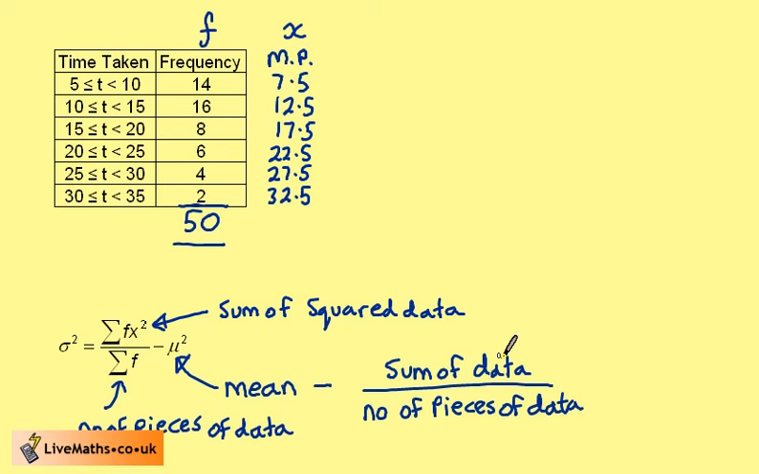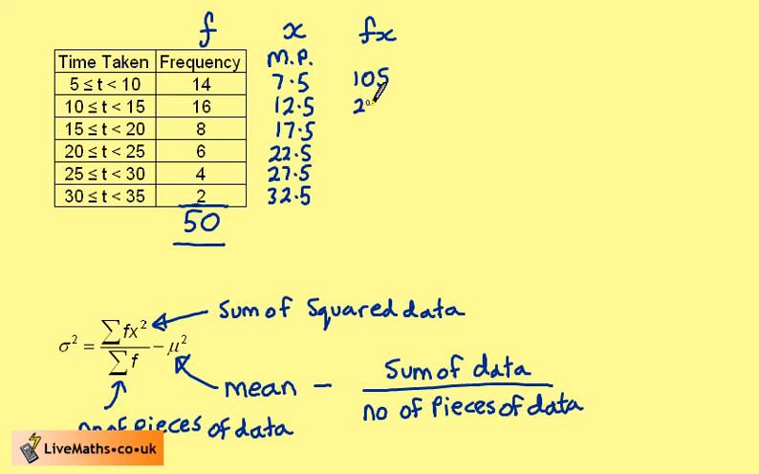In calculating the mean, we already have the number of pieces of data. What we now need is the sum of the data. We have 14 pieces of data that we're assuming are equal to 7.5. To calculate the sum of these, we can do 14 times 7.5. So we create an fx column, f times x, and work out the values.